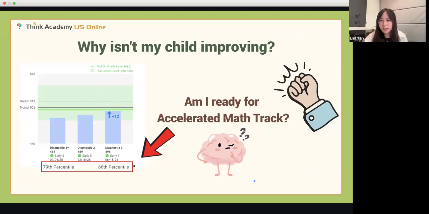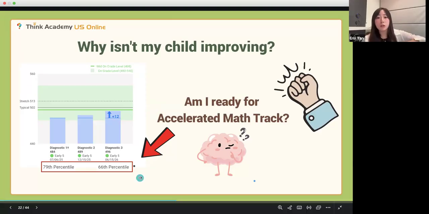All right. After we know this, I'm going to go back to the accelerated math track. Everybody, am I ready for the accelerated math track? Even if I do meet the expectation, if I attend a typical bar, I'm going to be about the mid level, about the middle of the grade. But am I ready for the accelerated math track? Remember what our magic number is? It's going to be 80 percentile, right?